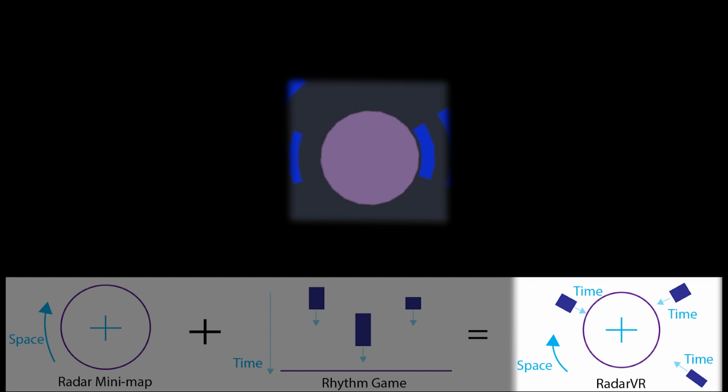In RadarVR, each blue shape represents a region of interest, or ROI. The angular direction represents its spatial location, and the distance from the radar represents how far away it is in time. As the video plays, the shapes move closer to the radar. When a shape hits the radar, it means that the ROI is currently important. Using RadarVR, viewers get a look-ahead time and know when to look in a specific direction.